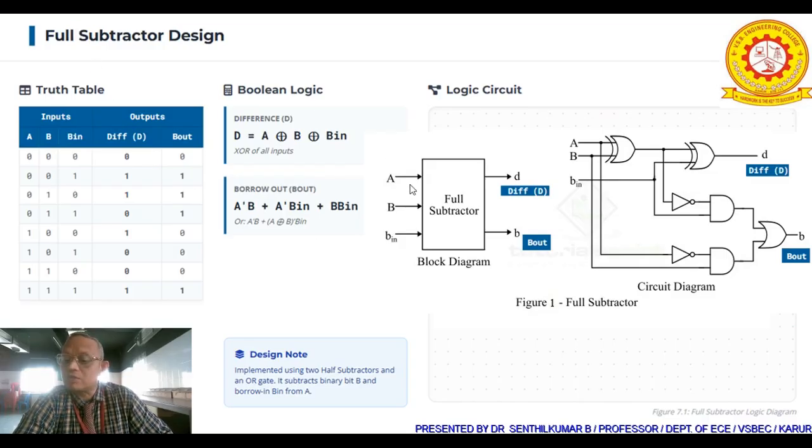Again I wish to recap the design procedure here. So first thing is you should have a block diagram like this. In the block diagram you have to specify the number of inputs and number of outputs required. Now come to the truth table. In the truth table you have to provide all possible combinations of inputs according to the chosen block diagram. Here there are three inputs, so it is mentioned like this.